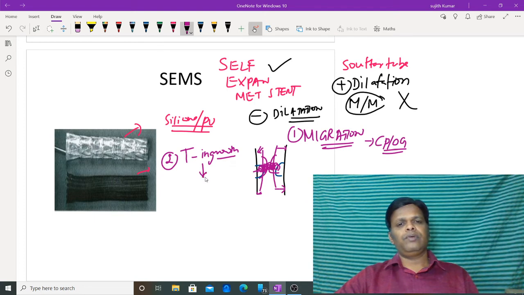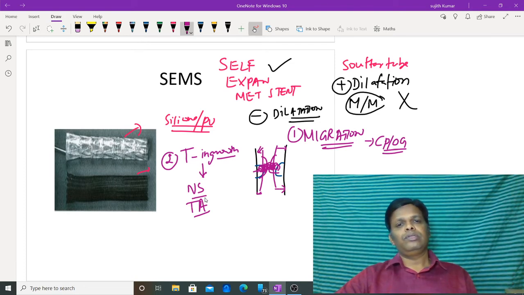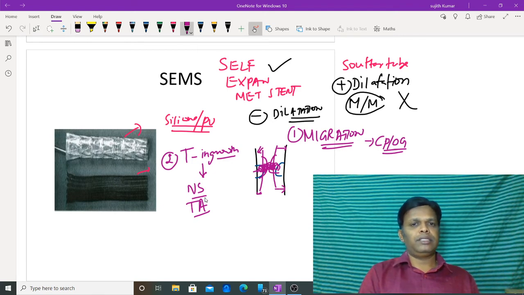There are only two things. One is to keep a new stent, or else you do tumor ablation. So these are the two treatments to overcome tumor ingrowth. These two are the common complications you will come across with the self-expanding metallic stent.